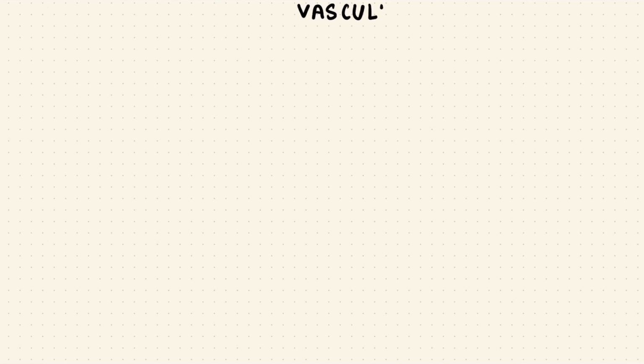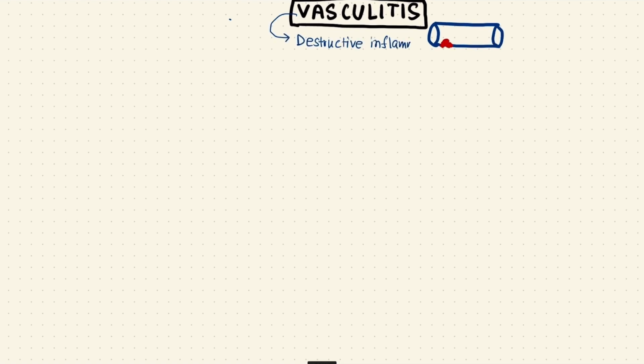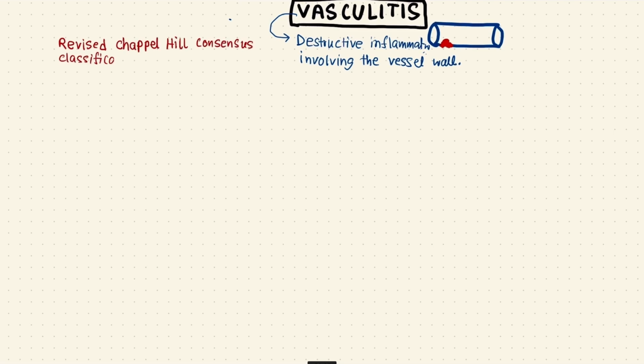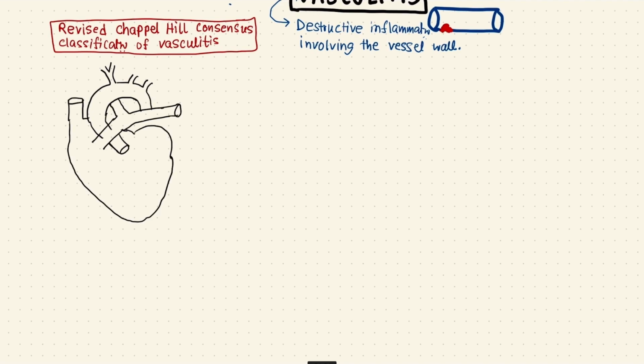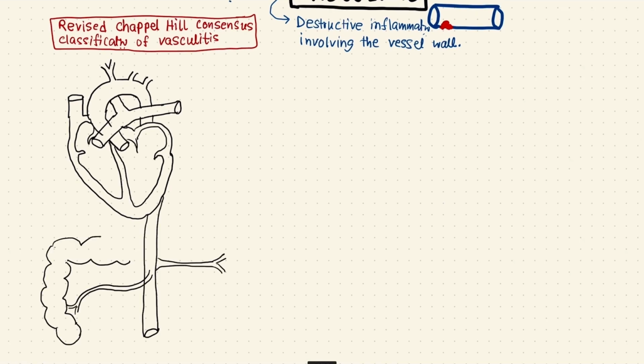Let's talk about vasculitis. Vasculitis is the destructive inflammation involving the vessel wall. We have the revised Chapel Hill consensus classification. In it, we have predominantly large vessel, medium vessel, as well as predominantly small vessel vasculitis.